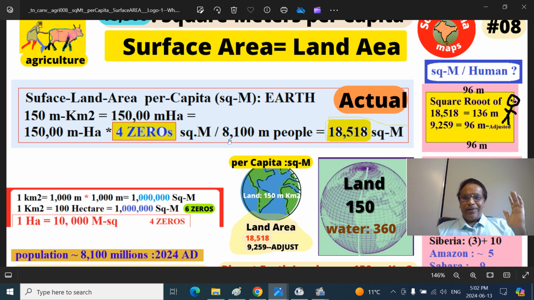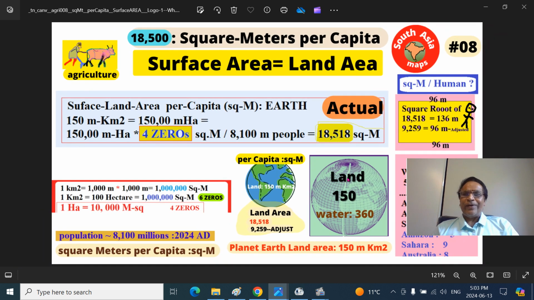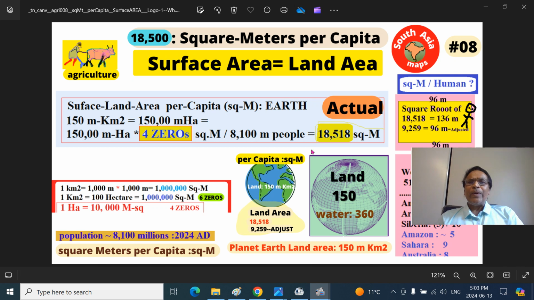Currently, in 2024, we have around 8,100 million people, or 8.1 billion people, or roughly you can say 8 billion people, you won't go wrong. If you divide this figure by 8,100, you get around 18,000. Remember, this is 81 here, you reverse that, 18,000. That means if you distribute humans uniformly on the planet Earth, each person will get roughly 18,000 or so, 18,518, we are just making it simple, square meters.